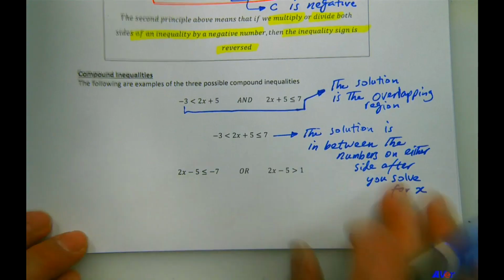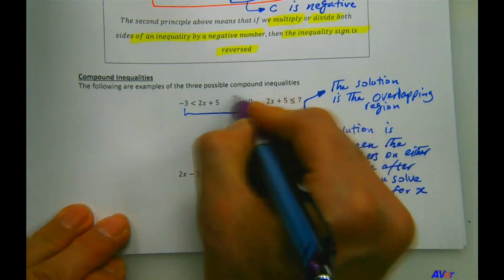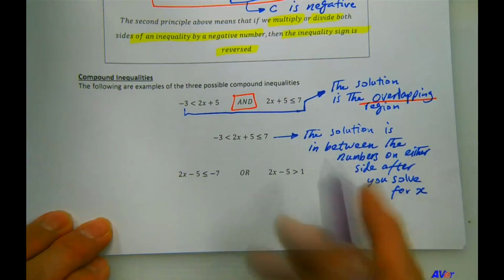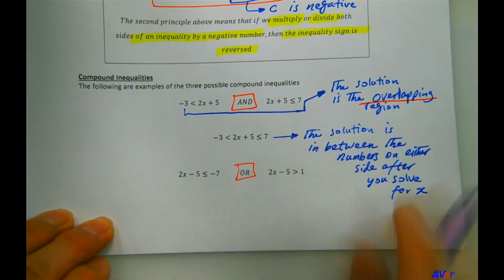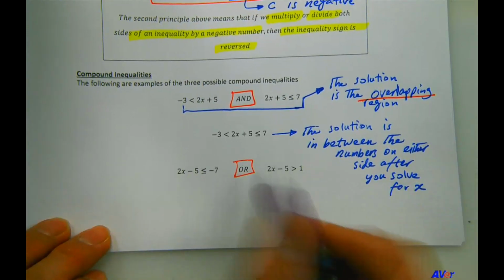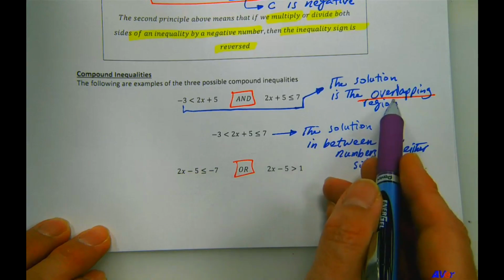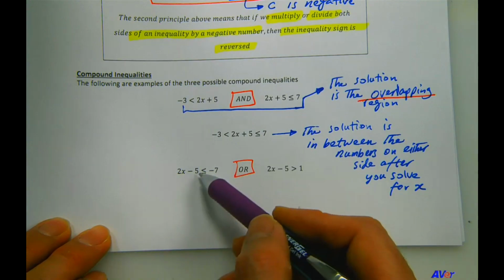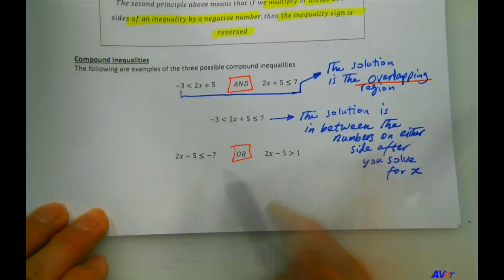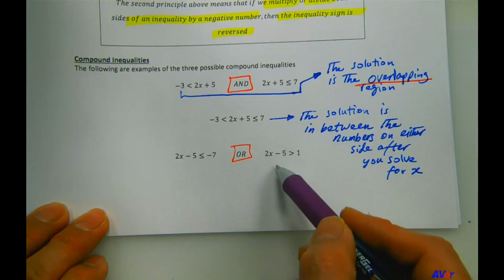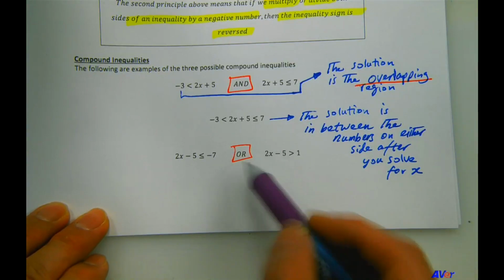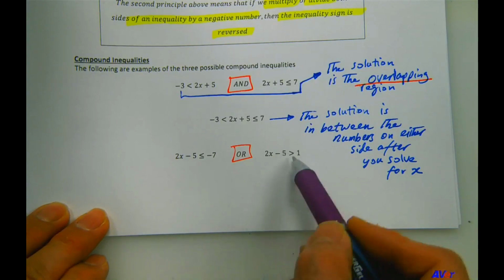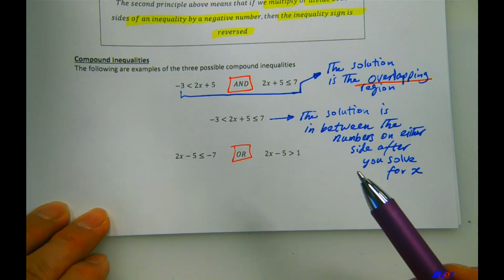Okay, so how about this one? So the word and indicates overlapping region, that we're looking for the overlapping region. And the word or refers to the union, not overlapping region, but union of both solutions. So we find the individual solution for this inequality. We find the individual solution for this inequality. And then we take the union of both sides to indicate the solution of the entire compound inequality.